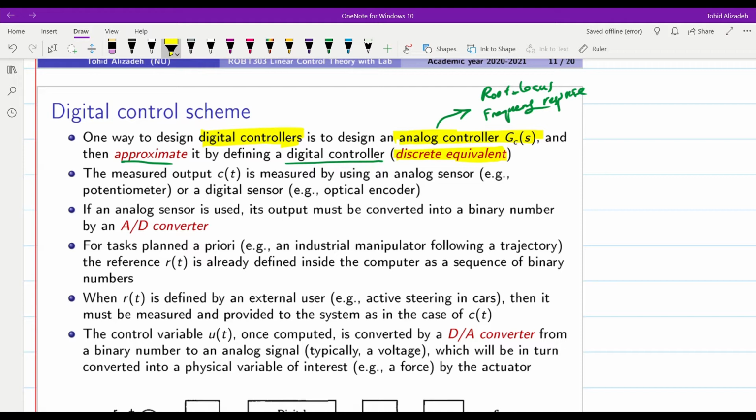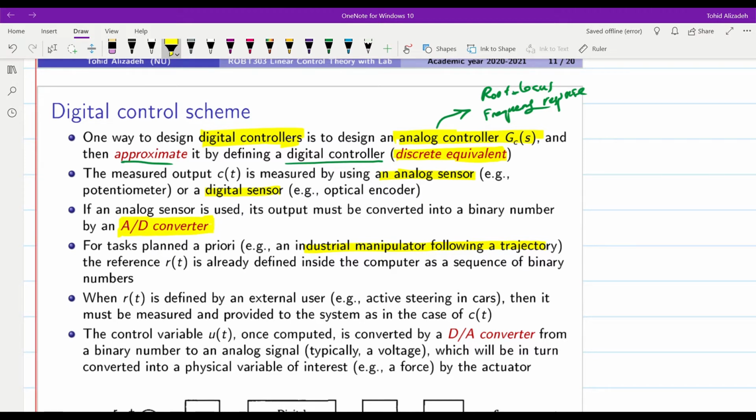The measured output C of t is usually measured using an analog sensor, or a digital sensor. If an analog sensor is used to measure the output, then we need to convert it into the digital form using an A to D converter, because then this signal will be used as the input of the digital controller. Regarding the reference signal for the tasks which are planned a priori, like the industrial manipulator following a trajectory, the reference signal is already defined inside the computer. So we have it in the form of a digital signal.